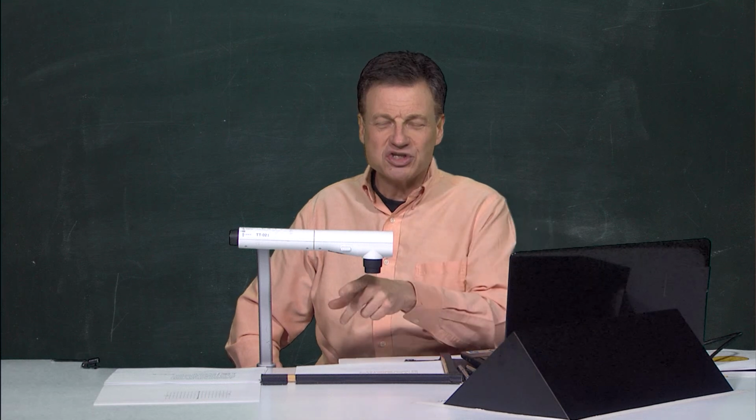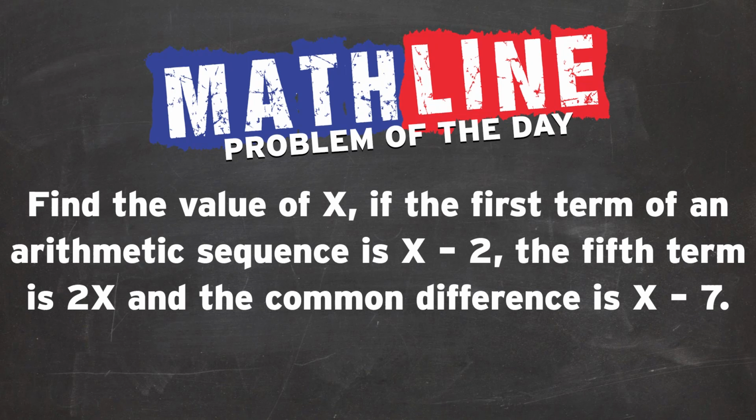Let's check out the problem of the day. It says, find the value of x if the first term of an arithmetic sequence is x minus 2, the fifth term is 2x, and the common difference is x minus 7. Boy, this one's kind of a lulu. It's got a lot of reading, and it's a different take on arithmetic sequences. So let's read it again one more time.